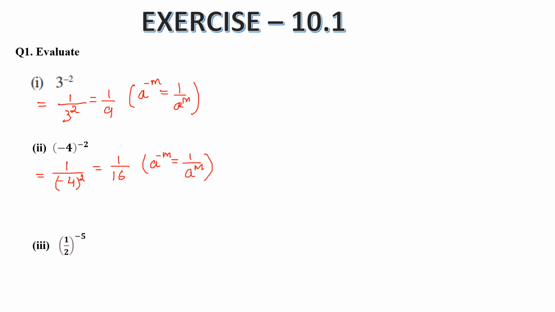Now the third question is 1 by 2 whole -5. So again it has a negative power. So I will write the reciprocal of 1 by 2, which will be 2. So it will be 2 to the power 5, and 2 to the power 5 is 32. So this was the first question. So question number 2, simplify and express the result in power notation with positive exponent. So my first question is -4 whole to the power 5 divided by -4 whole to the power 8.